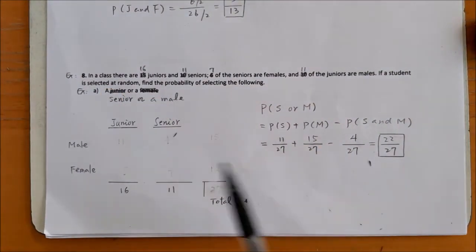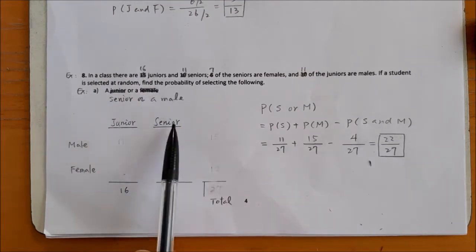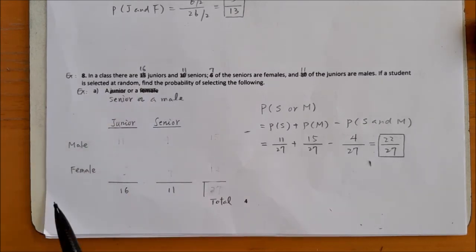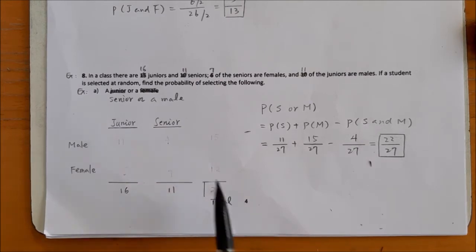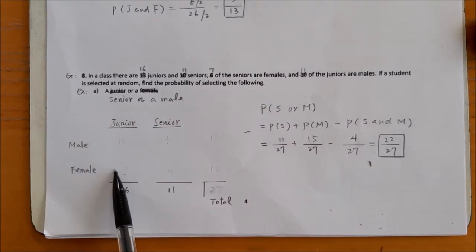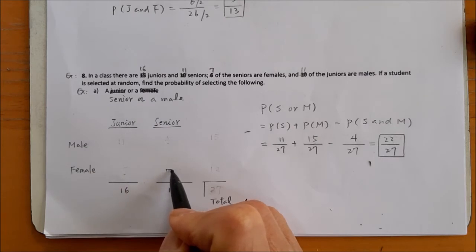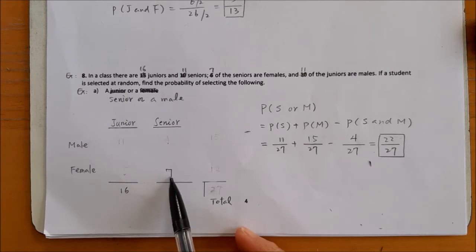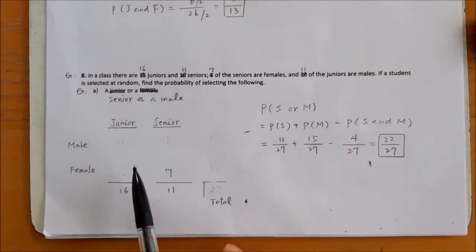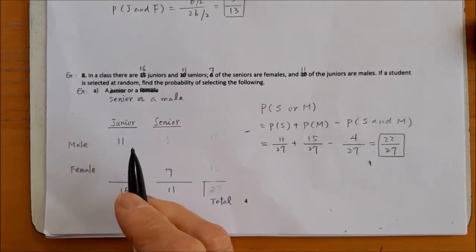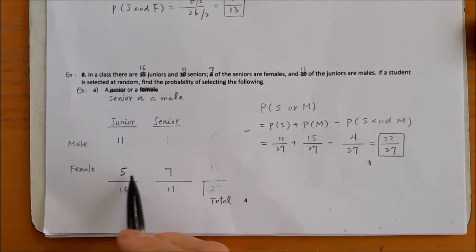So total is 16 junior. You write junior, senior, and male, female. Under junior put 16 juniors. Under senior put 11 seniors. 7 of the seniors are female, so put 7 here for female senior. And 11 of the juniors are male. Junior male is 11. So 16 minus 11, 5 is junior female.